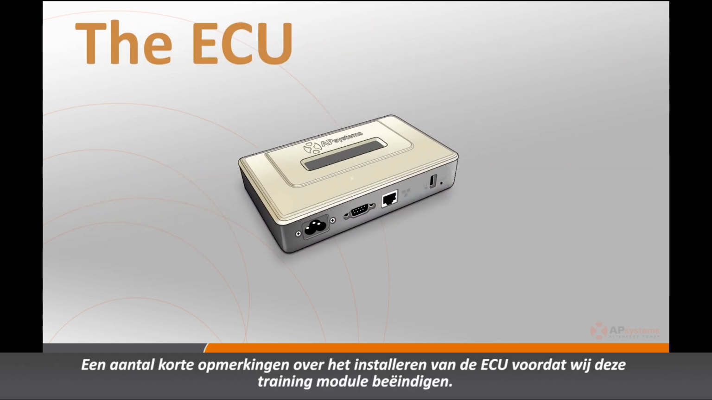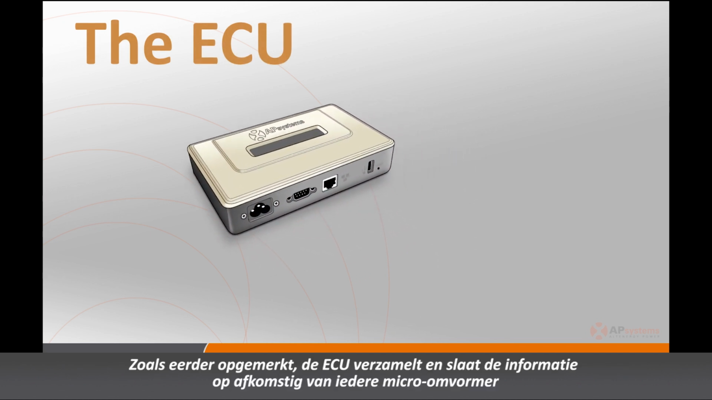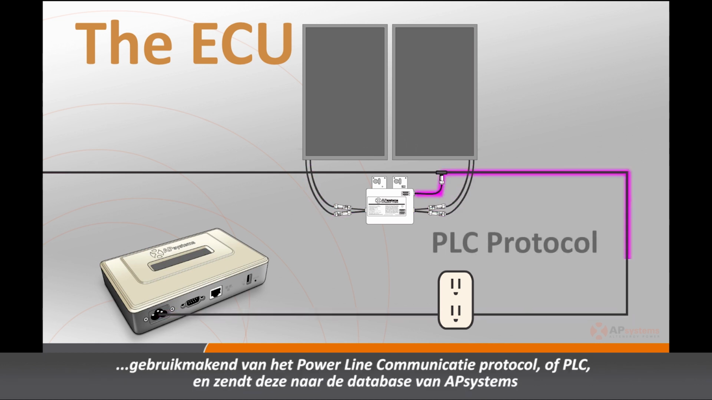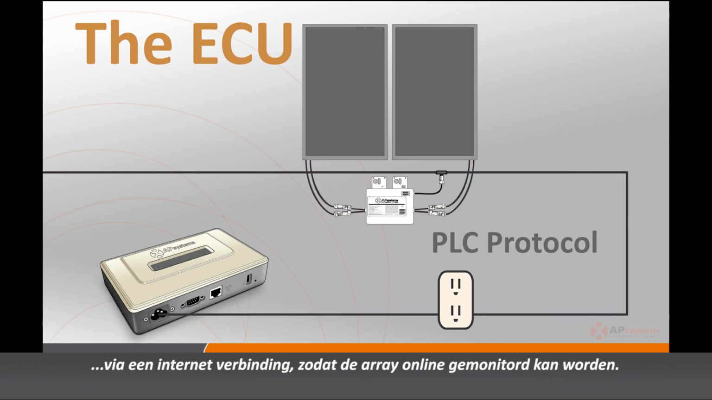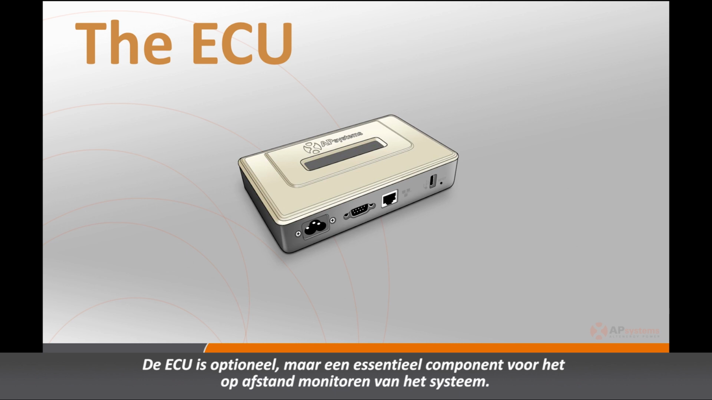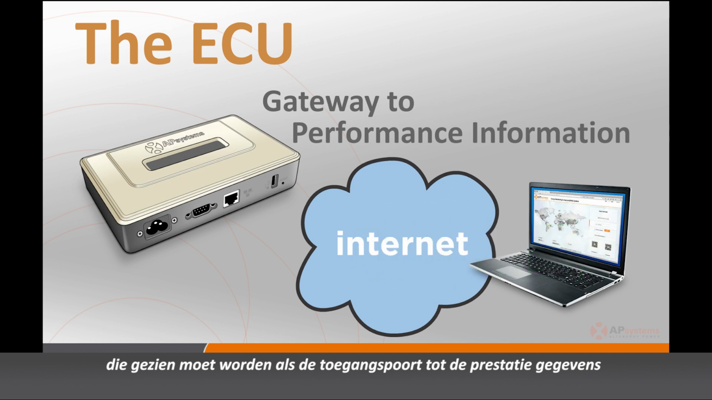A few quick words about installing the ECU before finishing this training module. As mentioned earlier, the ECU collects and stores the performance data from each of the microinverters using the power line communication, or PLC protocol, and sends it to the APsystems database via an internet connection so that the array can be monitored online. The ECU, while optional, is an essential component of the remote monitoring system that should be thought of as the gateway to the performance information that can be retrieved from each inverter and its assigned PV modules.